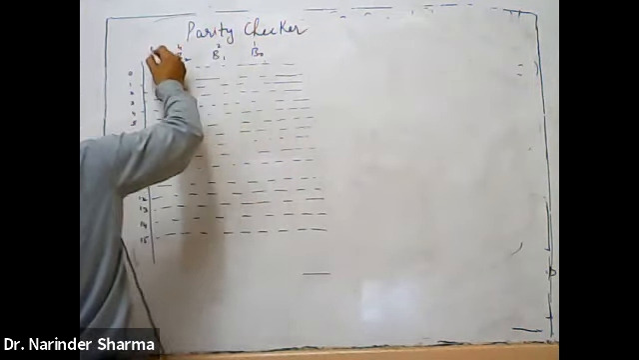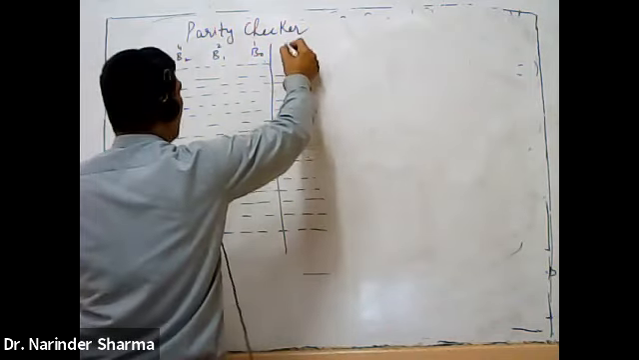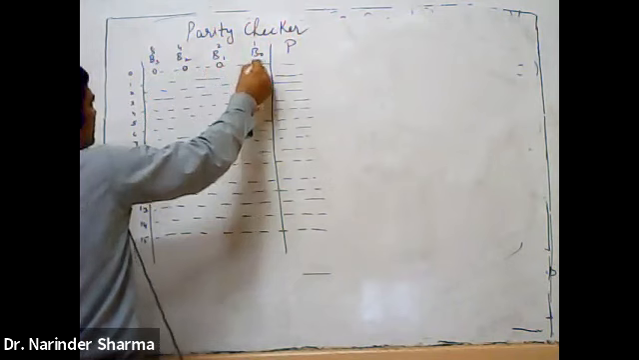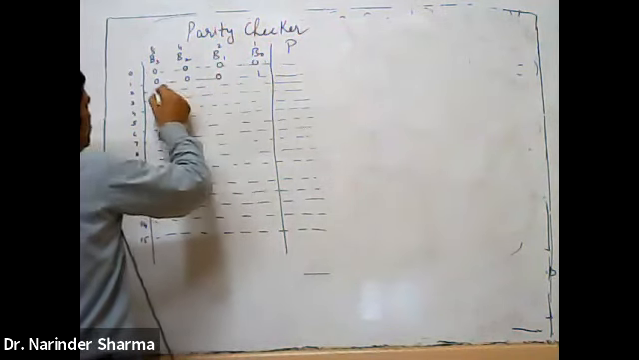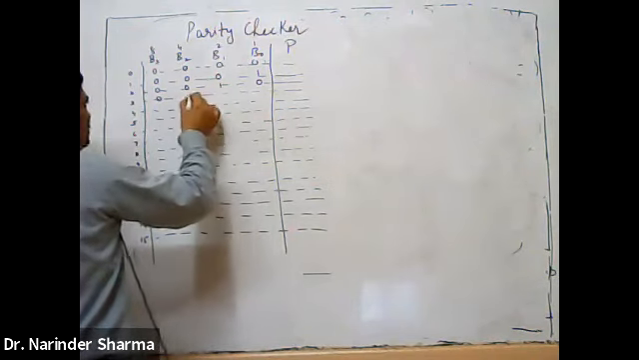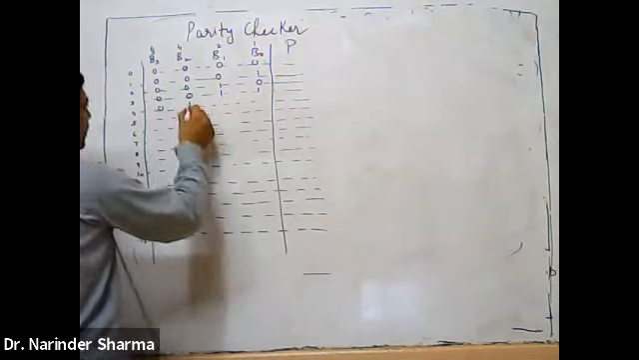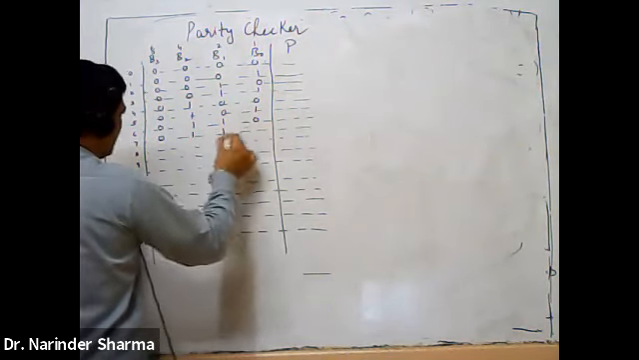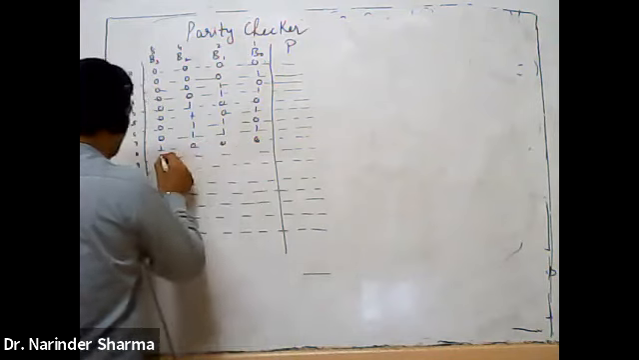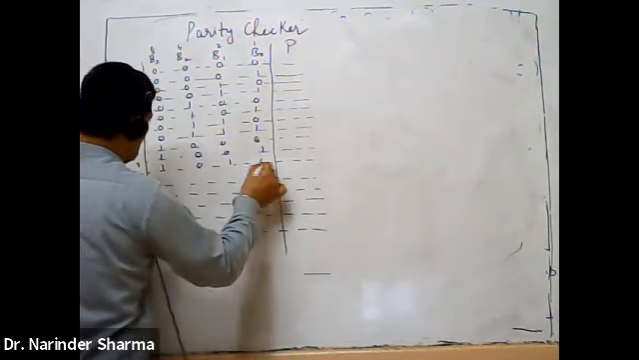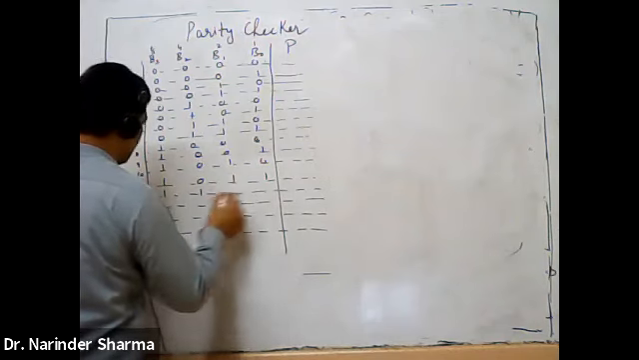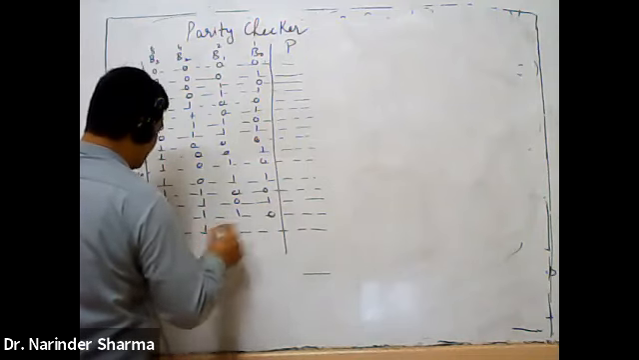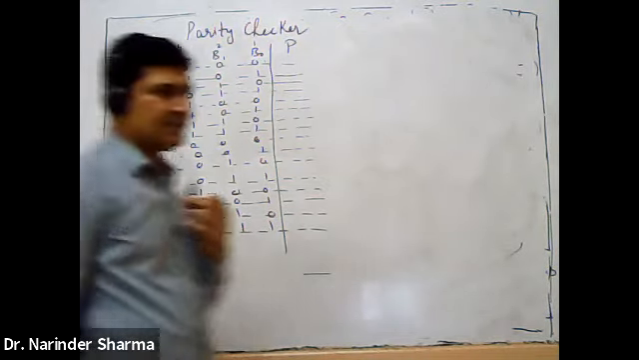One, two, four, eight. Input as, this is 0001, 2 is 0010, 3 is a combination of 2 and 1, 2 plus 1, under 4 you have to write 1, 5 is 4 plus 1, 6 is 4 plus 2, 7 is 4 plus 2 plus 1, 8 is under 8 you have to write 1, 9 is 8 plus 1, 10 is 8 plus 2, 11 is 8 plus 2 plus 1, 12 is 8 plus 4, 13 is 8 plus 4 plus 1, 14 is 8 plus 4 plus 2, and 15 means all ones. We have completed this input side.